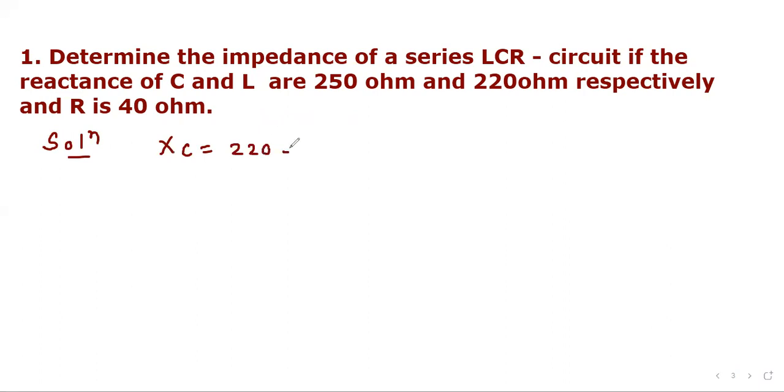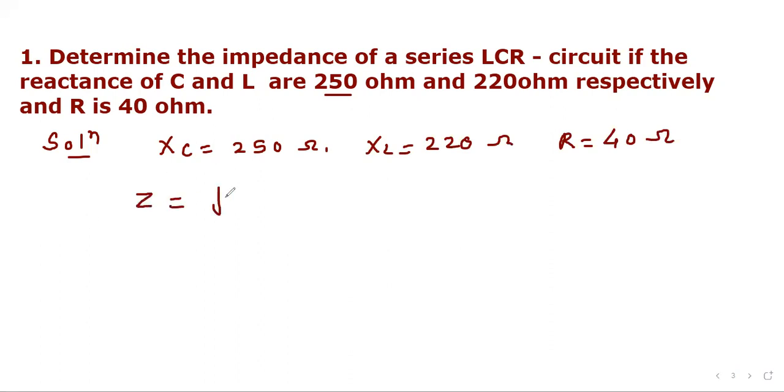Here, sorry, reactance of C is 250. So mistake, let's rectify it. So XC is 250 ohm and XL is 220 ohm, and resistance is given as 40 ohm. We have to find out impedance.